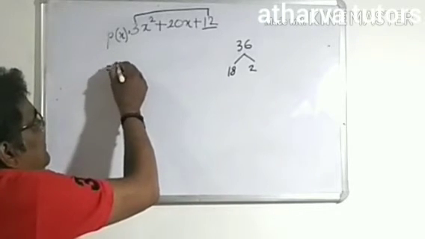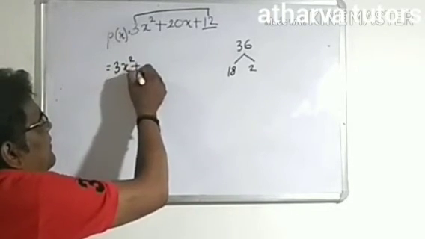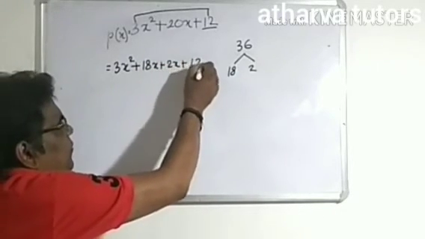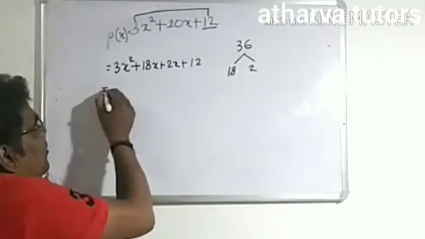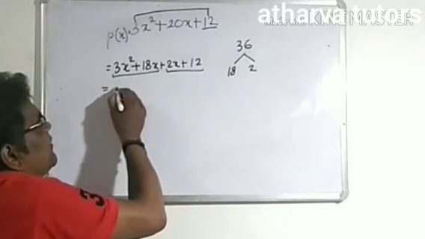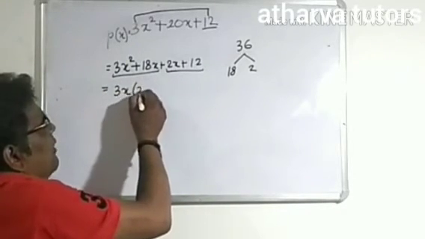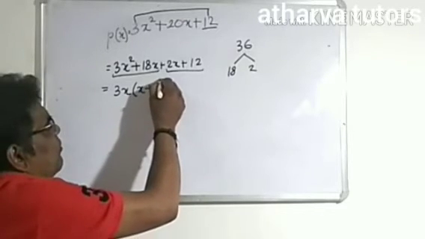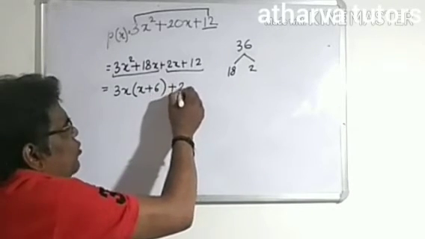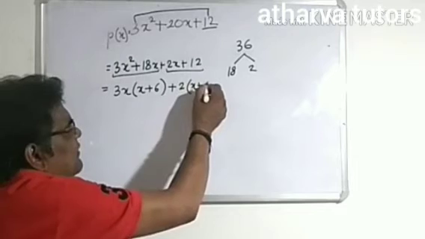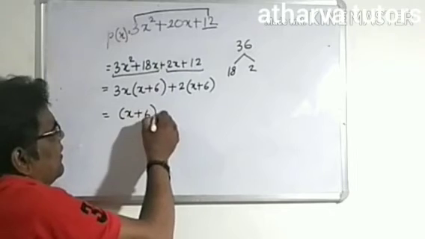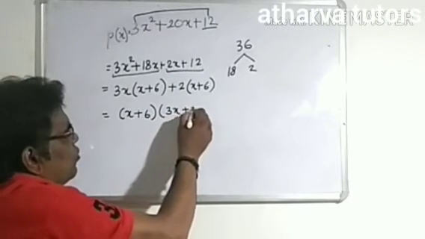So you write this as 3x square plus 18x plus 2x plus 12. Now do the grouping. In this you can take 3x common. You will be left with x plus 6, 3 times 6 is 18, x already taken out. Plus here you can take 2 common, so you will get x plus 6. Now as you see, you get x plus 6 and 3x plus 2.